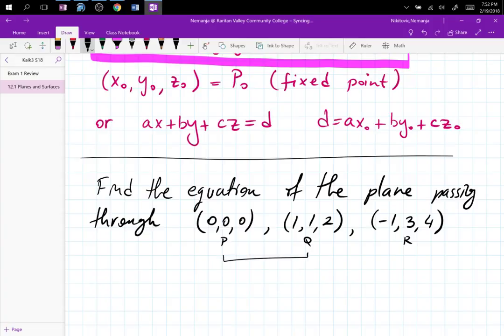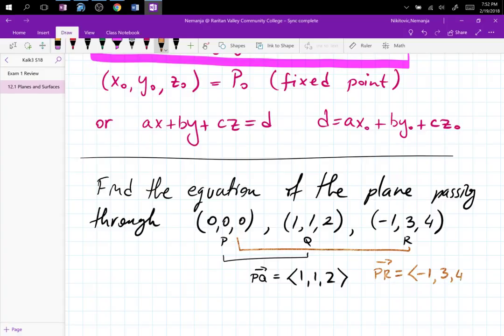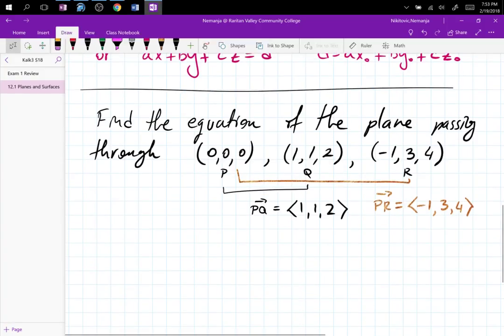You can create a PQ vector, which would be clearly (1, 1, 2), because you're subtracting (0, 0, 0). And you can also create a PR vector, which is going to be (−1, 3, 4). So this is what we have for our two vectors. Now to create a plane, we cross these two and that gives us n, and we use (0, 0, 0) in this case as a fixed point because the vectors emerged from that point, right?